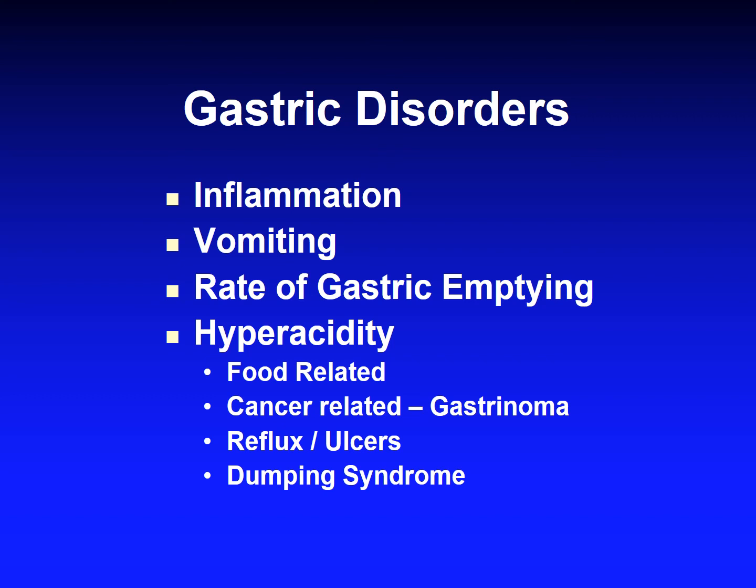Now, talking about gastric disorders, we've mentioned gastritis in the very first lecture that I talked about GI physiology, also vomiting. Rate of gastric emptying is a problem sometimes, can be delayed. Hyperacidity related to food and cancers, gastrinomas. We've talked about the Ellison-Zollinger syndromes and things like that. The ulcers, especially in racehorses, dumping syndrome, which is a complication of Roux-en-Y gastric bypass and sleeve gastrectomy, the two surgeries that are used for the treatment of obesity. These are some of the problems that happen in the stomach.